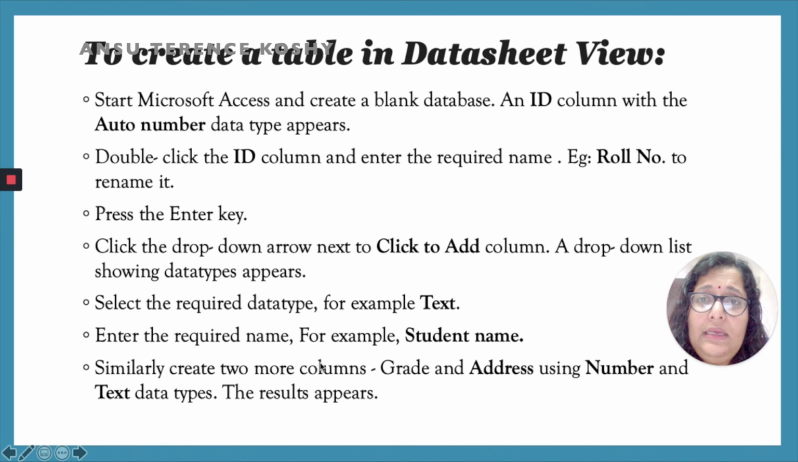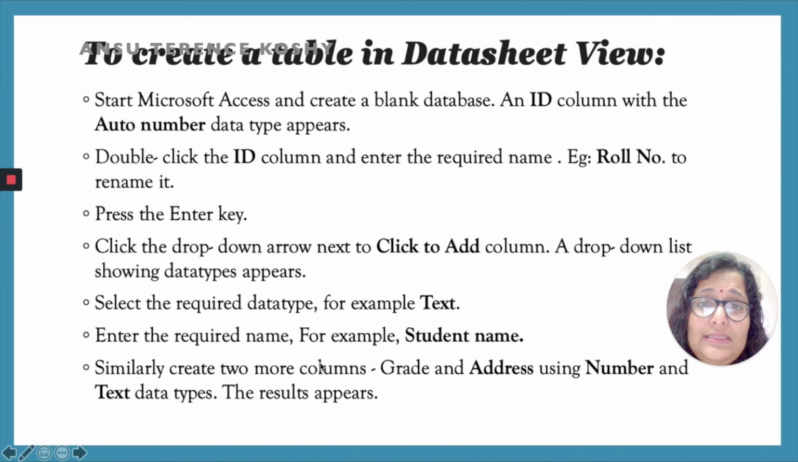Then you have to click the down arrow next to click to add column. There is a small arrow on the right hand corner. You need to click on it. A drop down list showing different data types appears. Then select the required data type.